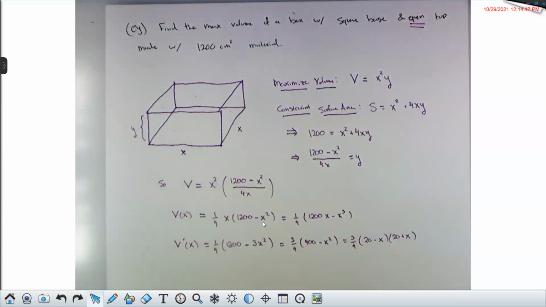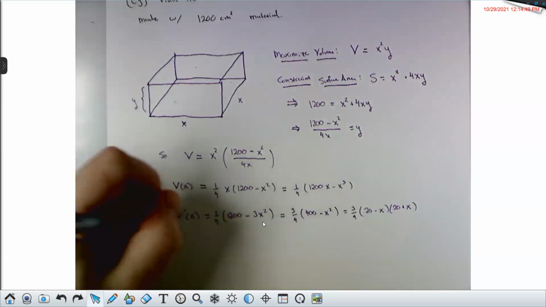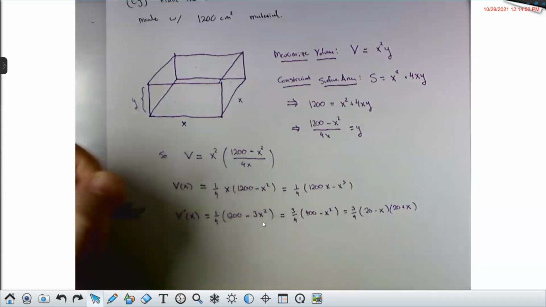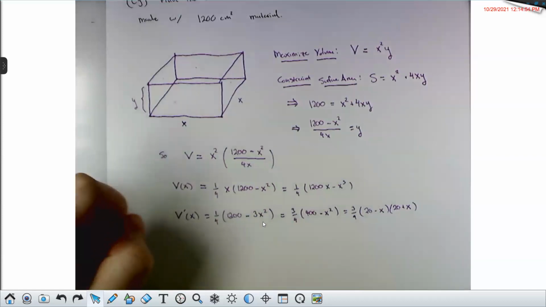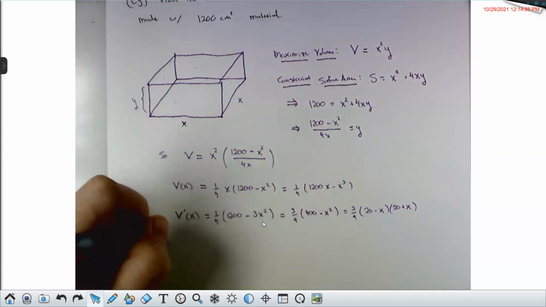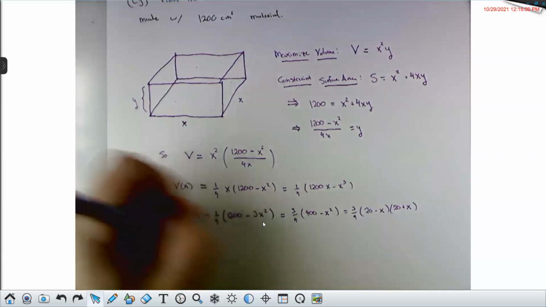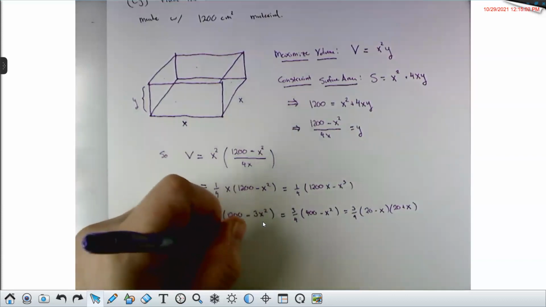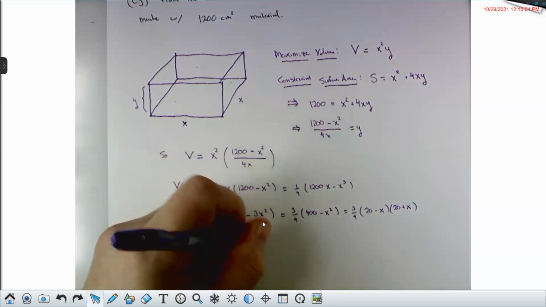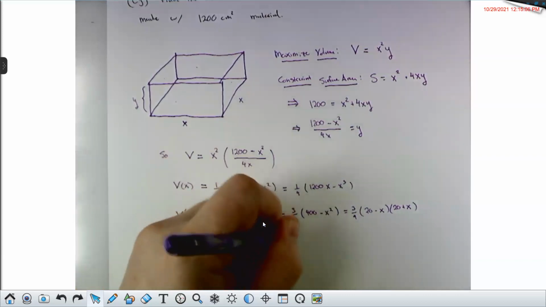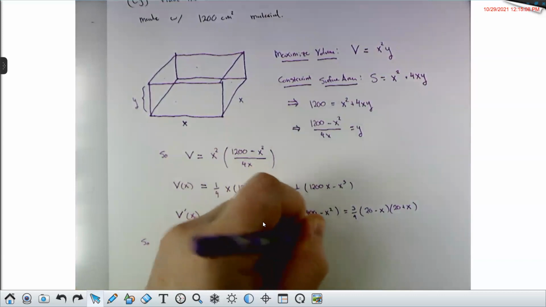So the critical numbers for the function V, places where V prime is 0 or undefined, are when x is 20 or negative 20, and V prime of x is never undefined.